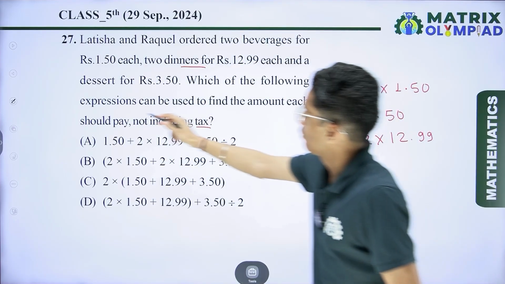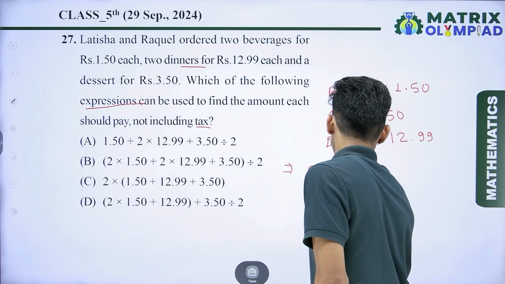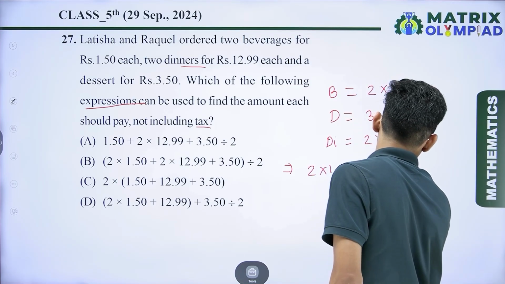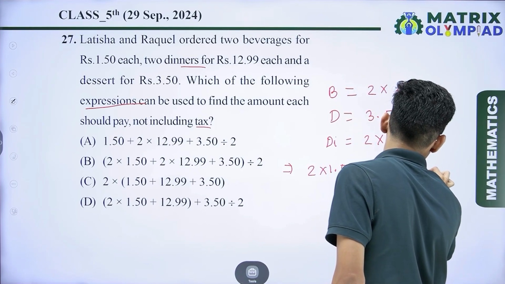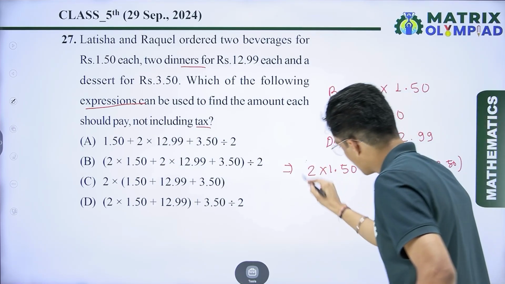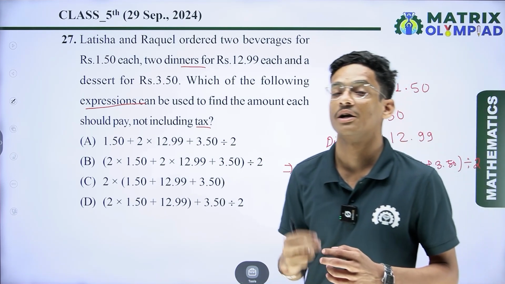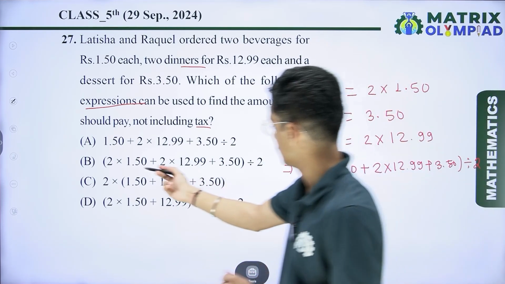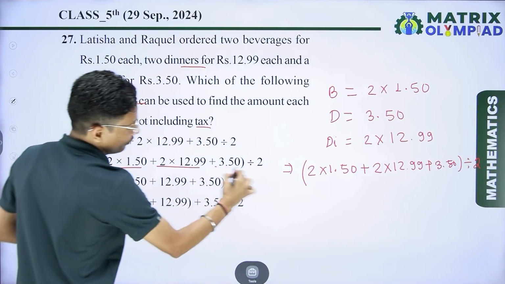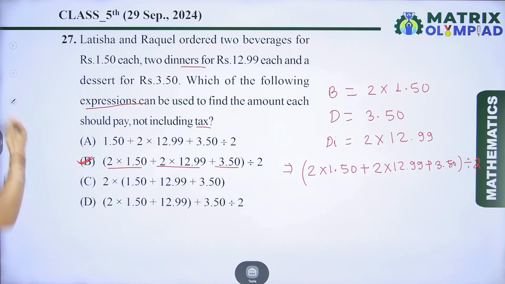Now we have to convert into the expression. So I can say 2 multiply 1.50 plus 2 multiply 12.99 plus 3.50. Here the whole expression is divided by 2 because the amount is divided into 2 parts. So check the answer: 2 multiply 1.50, 2 multiply 12.99 and 3.50, divided by 2. So here option number B is the correct answer.